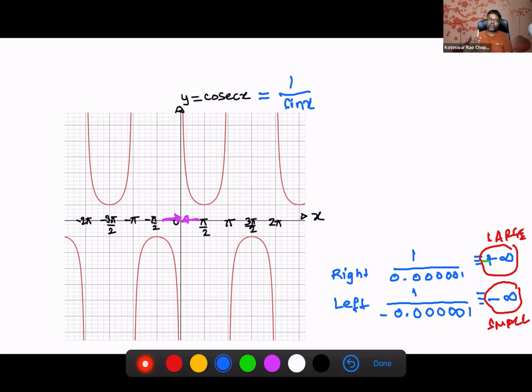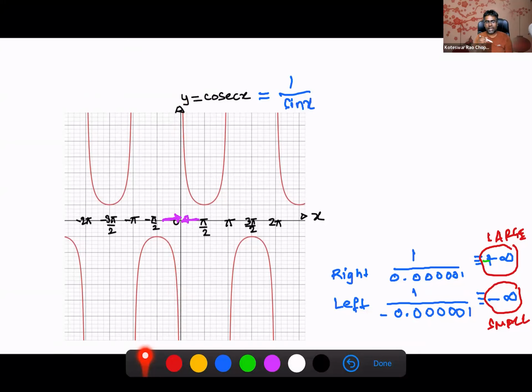Now, if you divide 1 by such a small number, you get a very large number. That is why in the graph, on the right, the cosecant x values are huge. They go to infinity, they shoot up. As you get closer to zero, they become very large. The same thing happens on the left side, but the values become very, very small. So they shoot down.